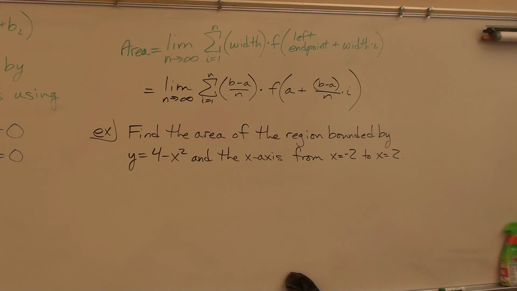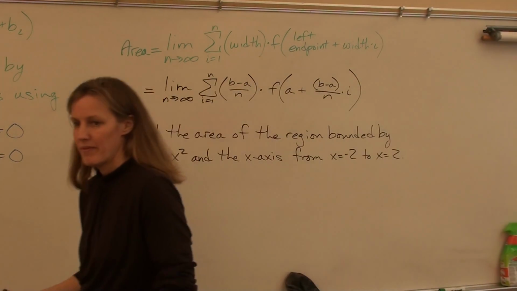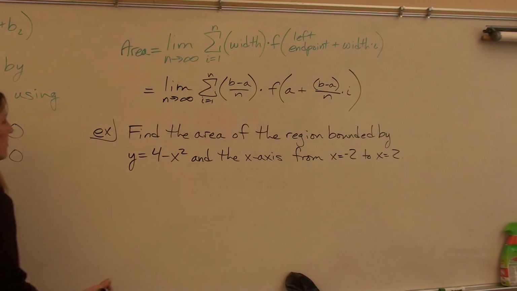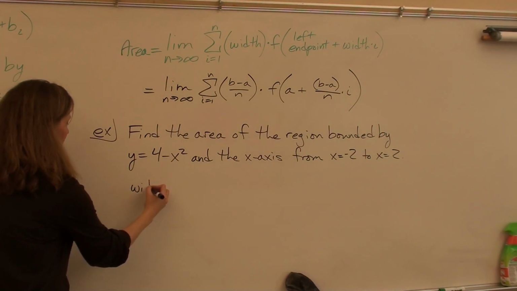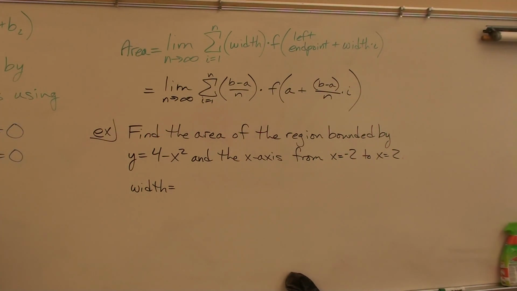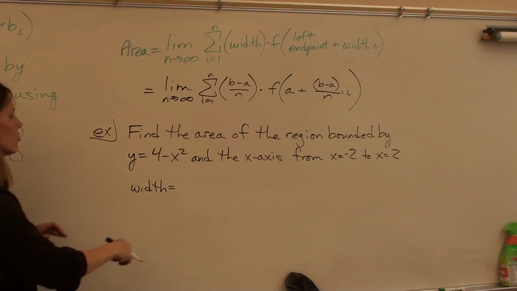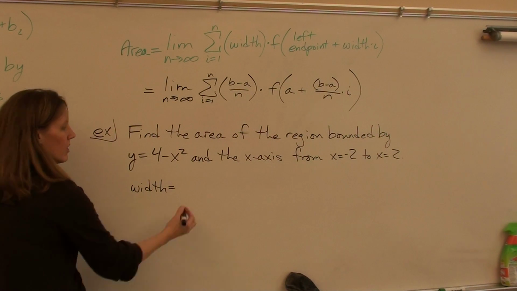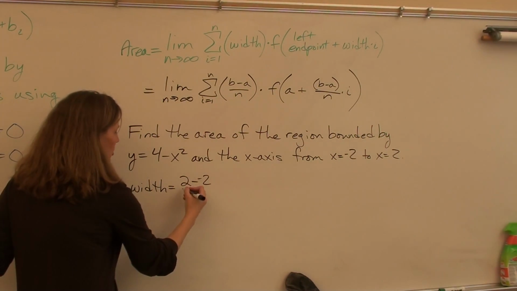Alright, we're going to find the area of the region bounded by y equals 4 minus x squared and the x-axis from x equals negative 2 to x equals 2. The first thing you do, no matter what, is you find the width. Width is still b minus a over n. So tell me your b minus a. 2 minus negative 2.